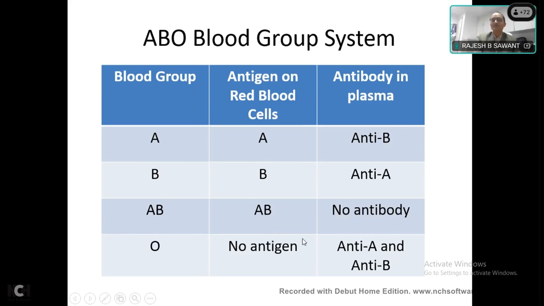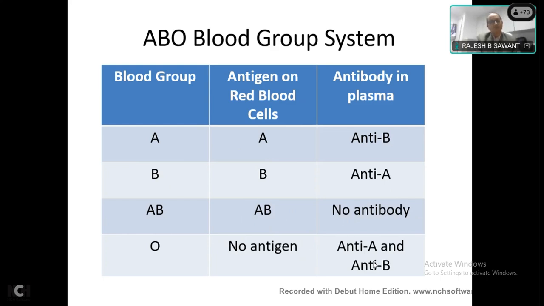And the O group individual will not have any antigen at all, but will have both anti-A and anti-B isoagglutinins in the plasma. Now, what this means is whenever we face a situation of choosing transfusion support, we need to just go back to this basic information.